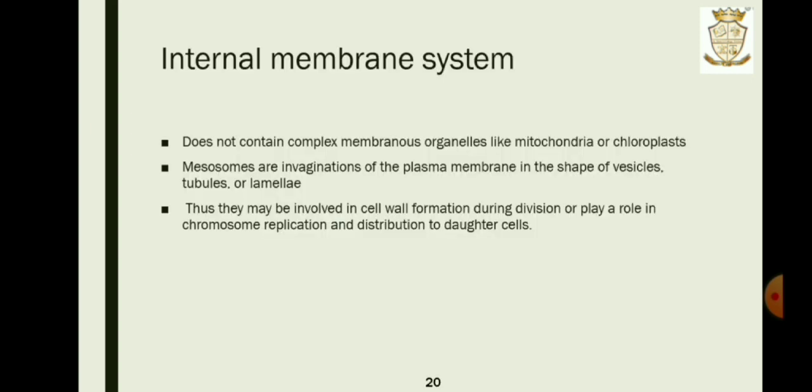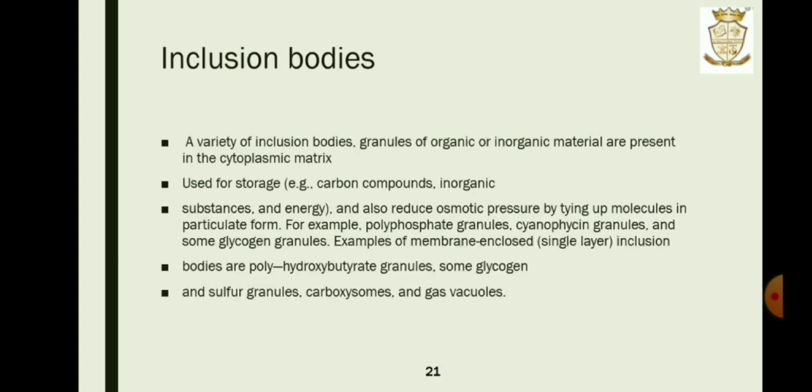The internal membrane system does not contain membranous organelles like mitochondria or chloroplasts. Mesosomes are invaginations of the plasma membrane in the shape of vesicles, tubules, or lamellae. Thus, they may be involved in cell wall formation during division or play a role in chromosome replication and distribution to daughter cells. Inclusion bodies.